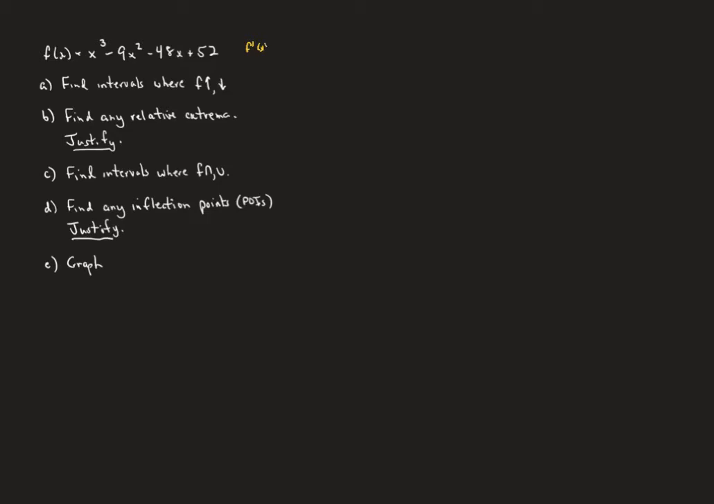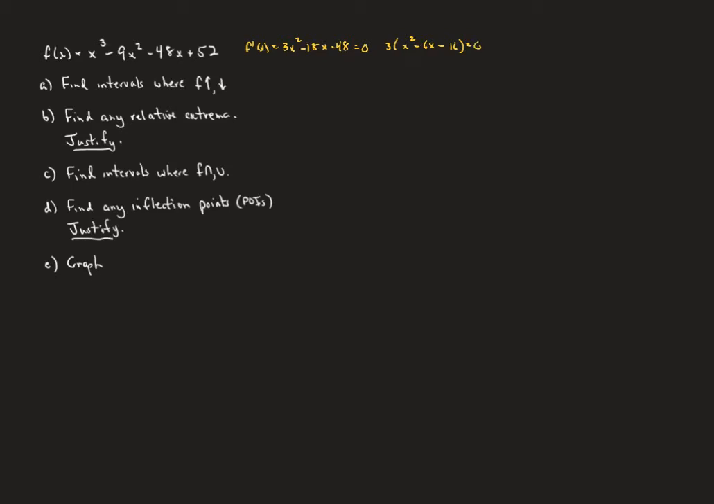We're going to find f prime of x. So that's going to be 3x squared minus 18x minus 48. We're going to set that equal to 0 to find our critical points. So I'm going to factor a 3 out of that and get x squared minus 6x... Let's see, what is that? 3 goes into there, is that 16 times?